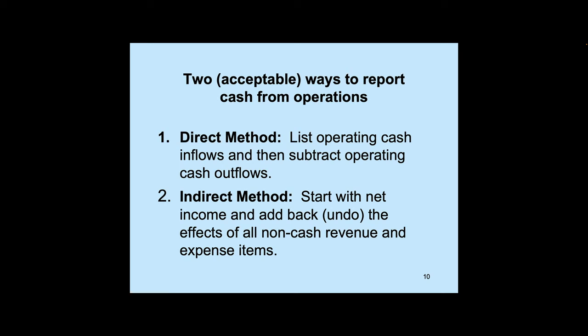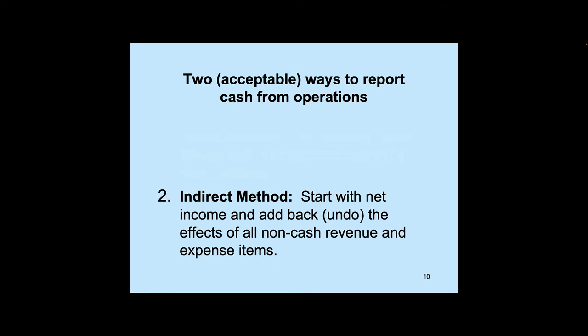Unfortunately, it's not used by many American companies. You see it outside the United States, especially in Australia, but American companies still like the indirect method, where we start with net income and add back or undo the effects of non-cash revenue and expense items. And we're going to focus on the indirect method first because it's the one most used in the United States.